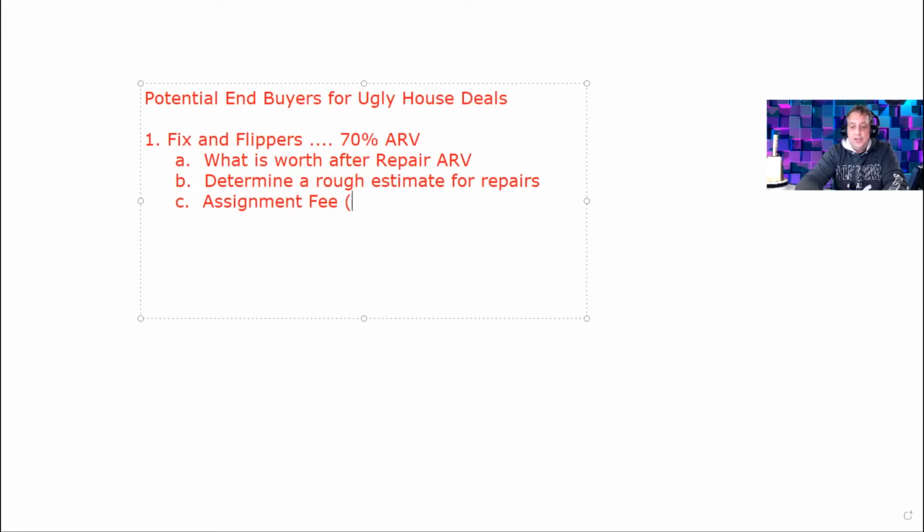So your assignment fee, you should set a standard of no less than $2,500 on any deal you ever do, but you should try to make $10,000 on each transaction that you're involved in. So there's an assignment fee.